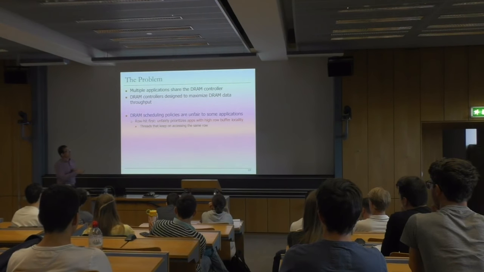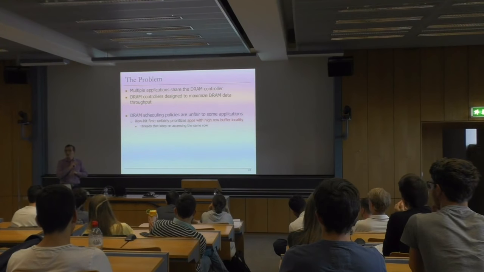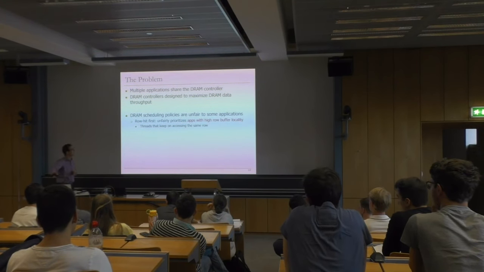Row hit first unfairly prioritizes applications with high row buffer locality. Imagine an application that always sits in the row buffer, and you're employing a policy that's row hit first. Clearly, you're prioritizing that application. If some other application is not hitting in the row buffer, it's getting a lot of row conflicts, you're not prioritizing that. In fact, you're starving that application. And that's why this is unfair.